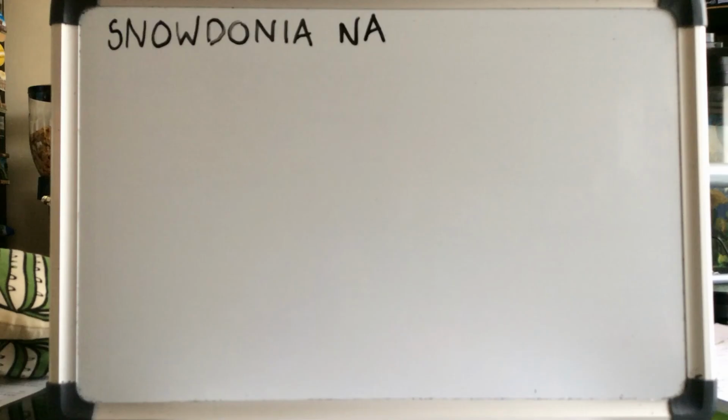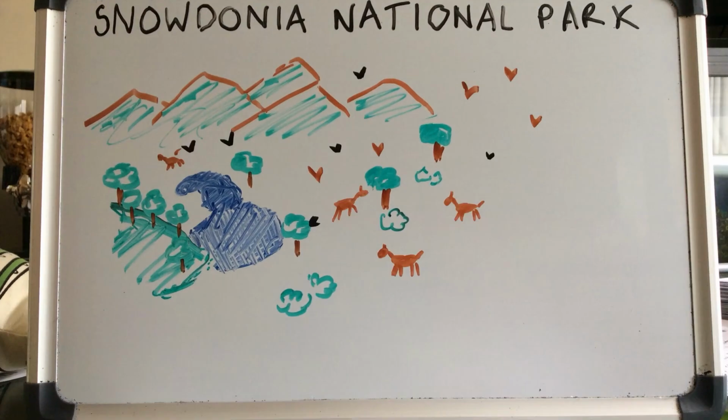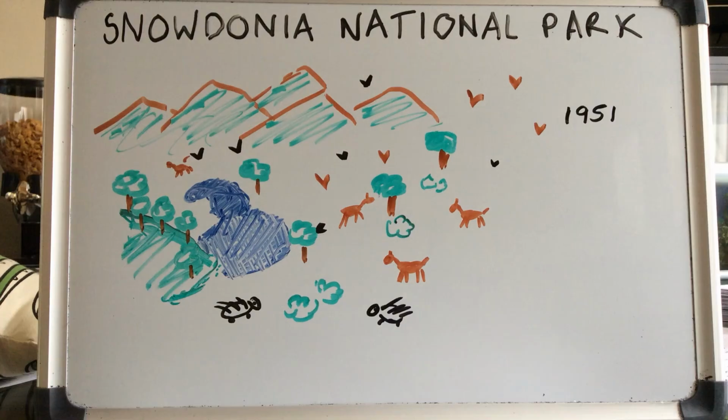Snowdonia National Park in the northwest of Wales contains the highest mountain range in England and Wales, and it has very rugged terrain. There is a rich diversity of habitats in the region which provides homes for a wide range of birds. These include coast and estuary birds, forest birds, and moorland and mountain birds.